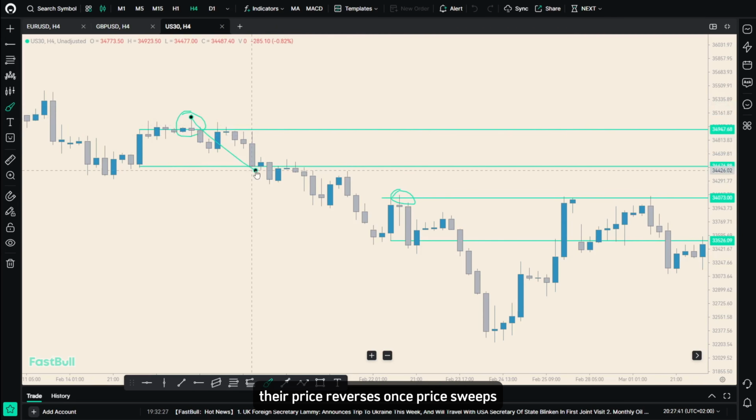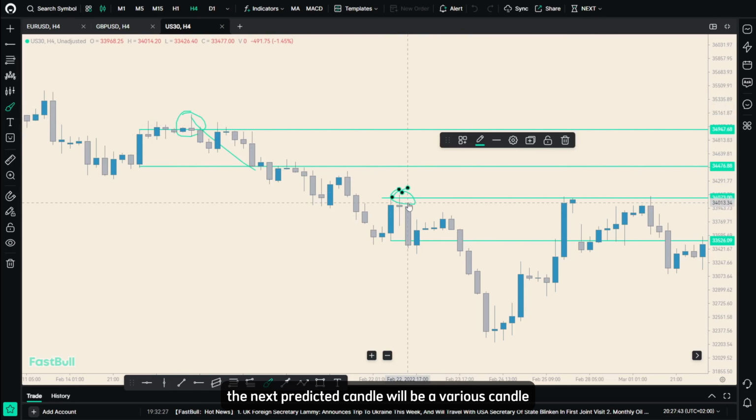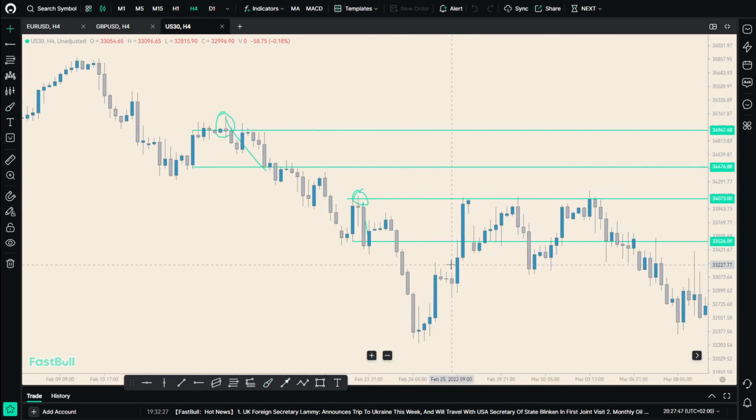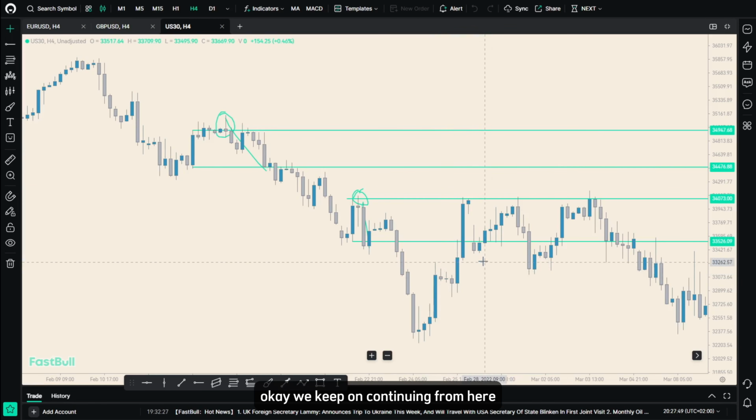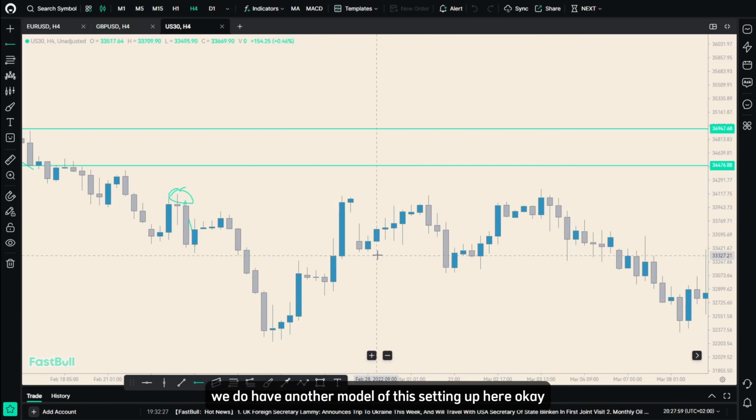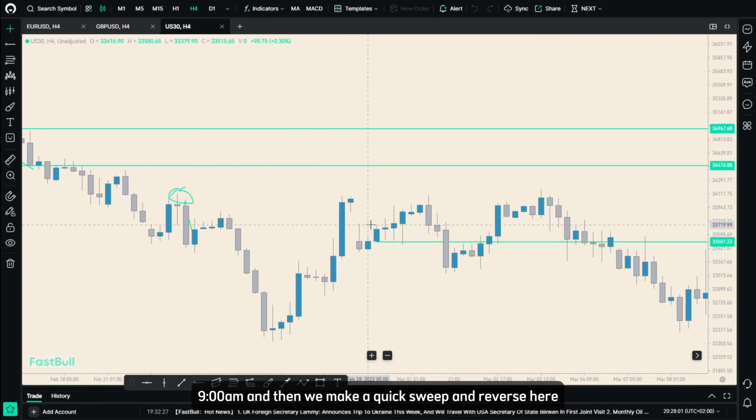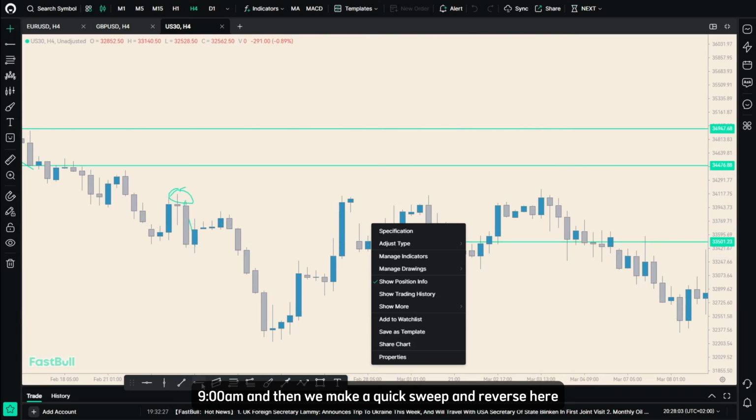to look for your lower time frame CRT, or to look for a 5-minute AMD model. Same thing over here, then price reverses. Once price sweeps, the next predicted candle will be a bearish candle to take out that low, okay? If we keep on continuing from here, once again, we do have another model of this sitting up here, 9 a.m. and then we make a quick sweep and reverse here.